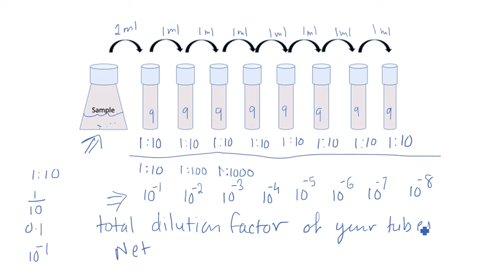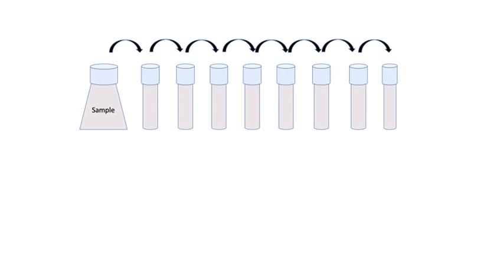Okay, now this was a little bit easy, so let's go ahead and see what if you use multiples of 10 but not exactly 10. So in this case we are going to add first 1 ml into 9 ml, which is going to make a total of 10. So this is still a 1 to 10 dilution. 10 to the power minus 1 is the dilution factor of your tube number 1 here.